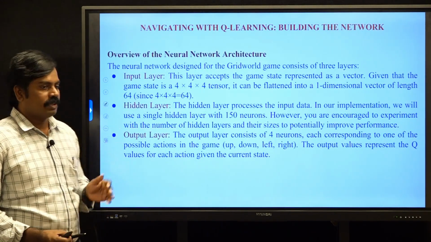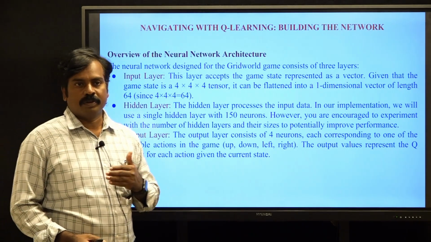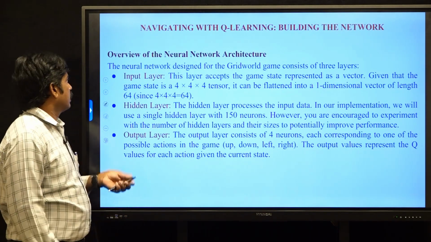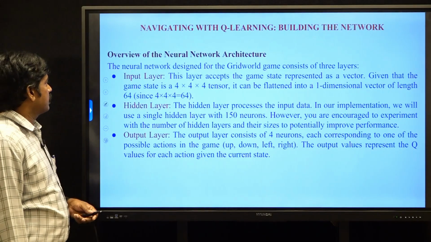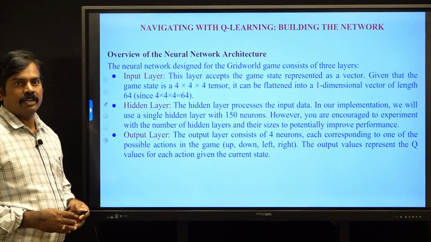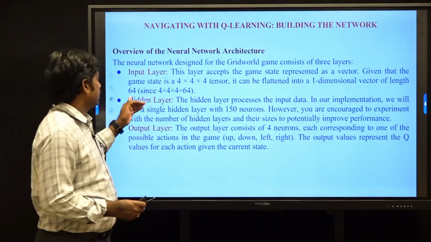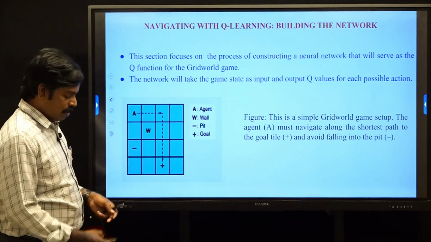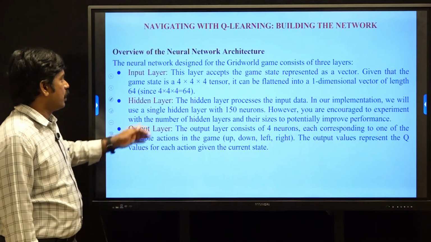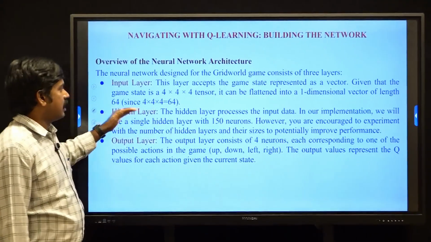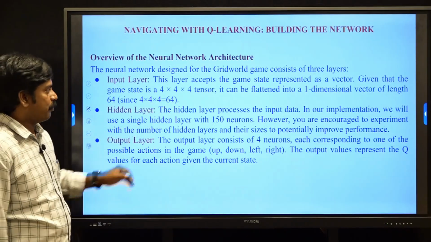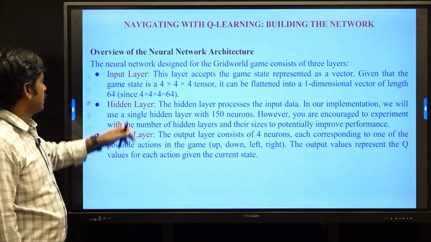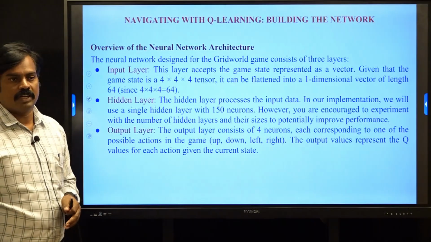The main focus in this session is to implement the Q function with a neural network. The overview of the neural network architecture for this grid world game is that the network contains 3 layers: the input layer, hidden layer, and output layer. This grid world game has 4x4 grids, so the input layer takes a 4 by 4 by 4 tensor. The flattened length of the one-dimensional tensor is 64. This is the input layer. The number of neurons in the input layer is 64.